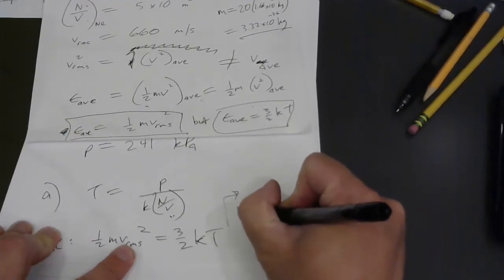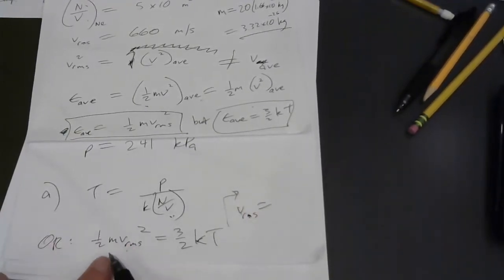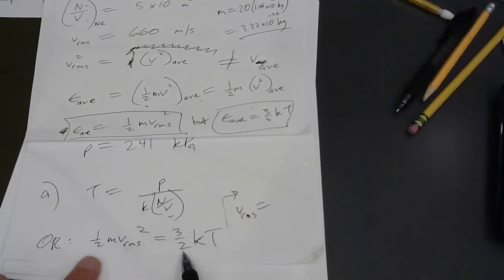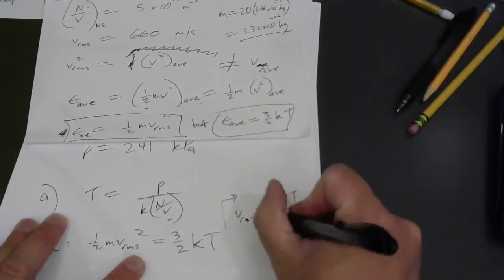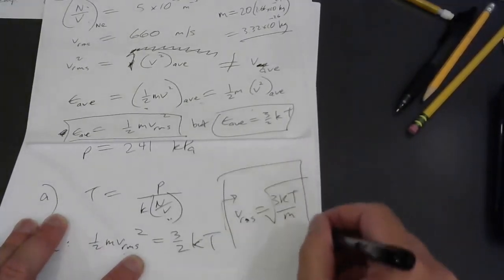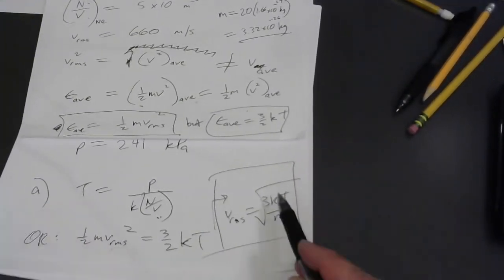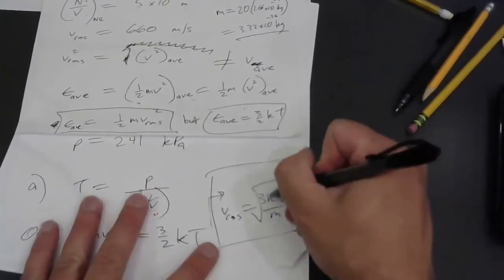VRMS is, well, we'd have to move the 2 over. That would cancel this 2, divide by m. You've got the square root of 3kT over m. And that is a handy formula. That shows up often. 3kT over m, that's lowercase k.